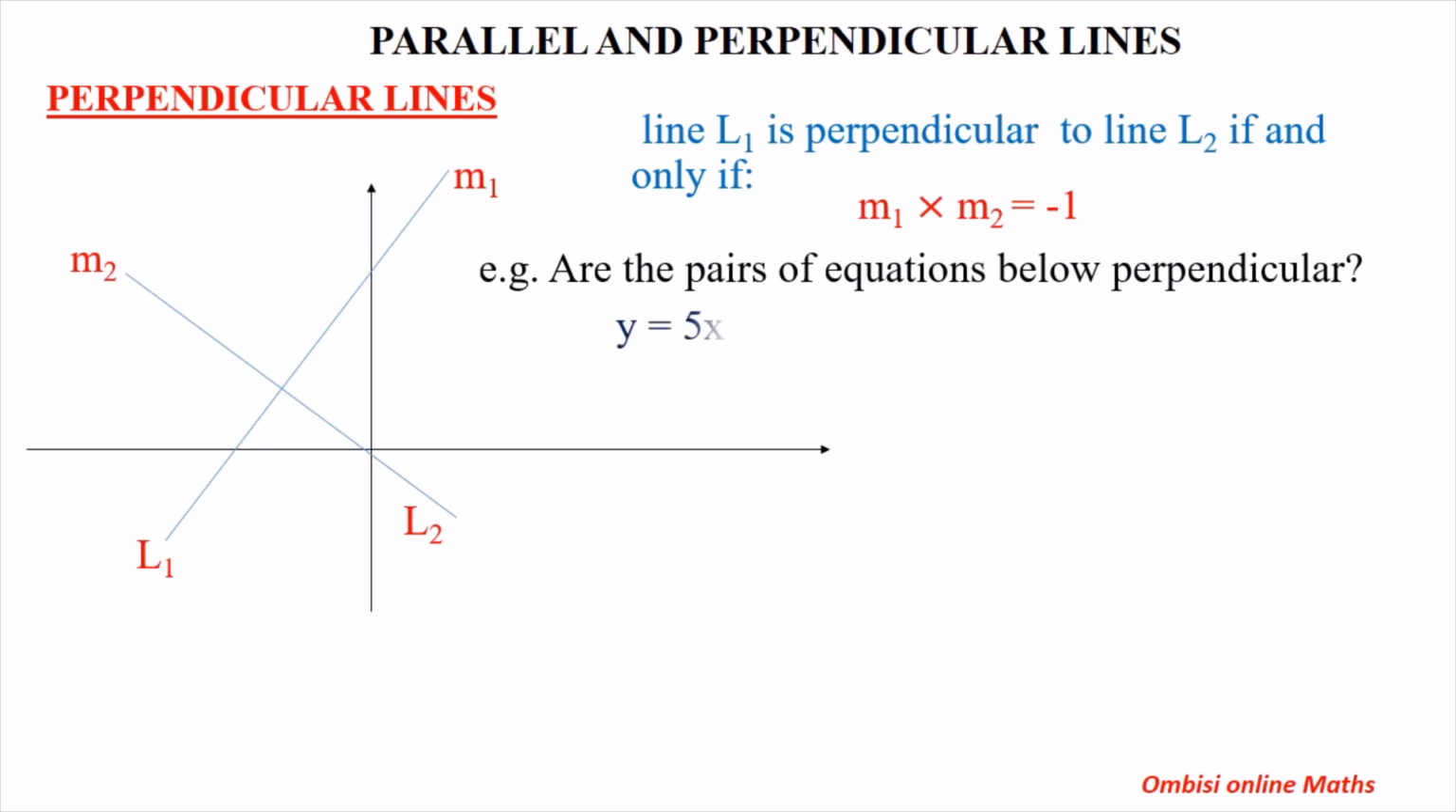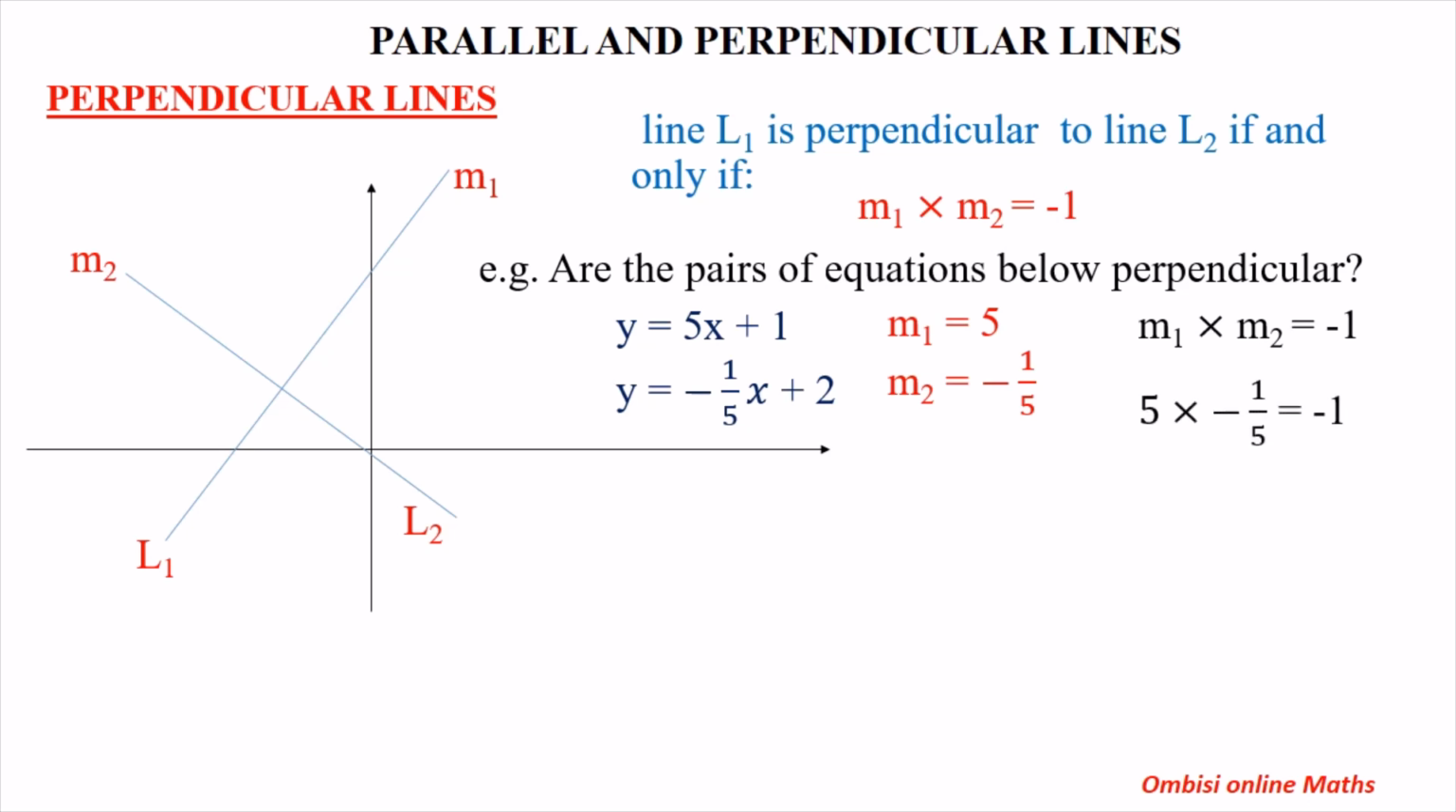For example, are the pairs of equations below perpendicular or not? The first equation is y equals 5x plus 1. The second equation is y equals negative 1 over 5 x plus 2. For the first line, the gradient is 5. For the second line, the gradient is negative 1 over 5. Multiply these two gradients and you get negative 1. Since we got negative 1, we are in agreement with our condition, so these two lines are perpendicular.